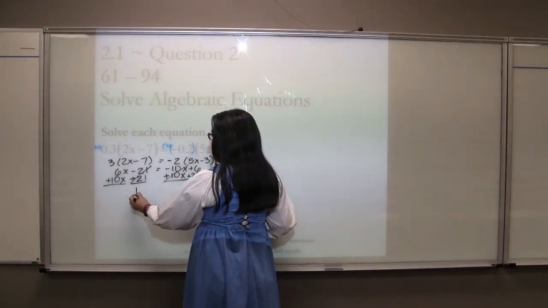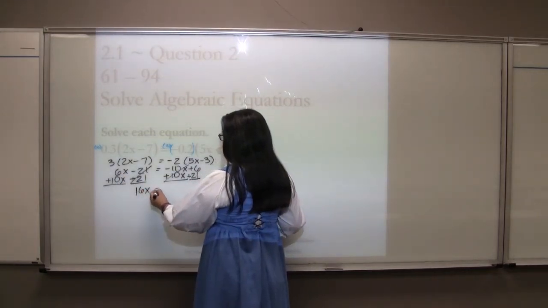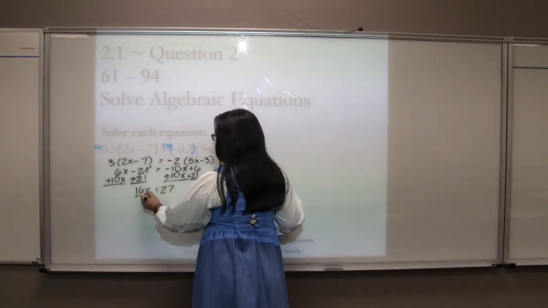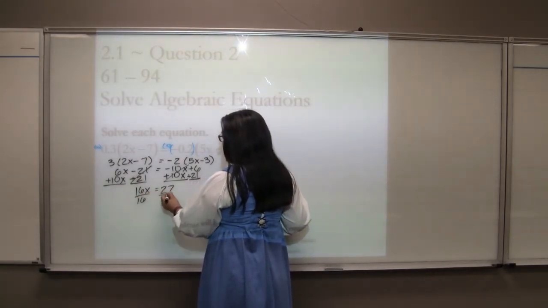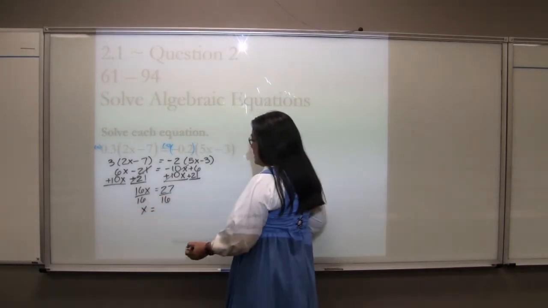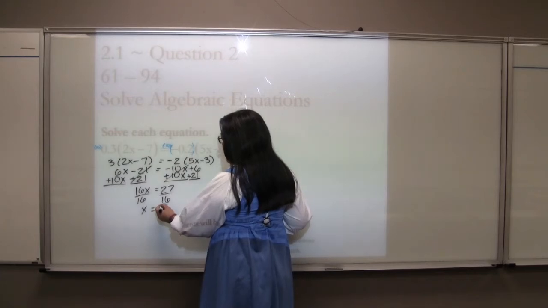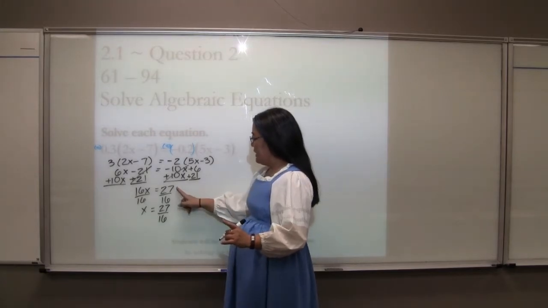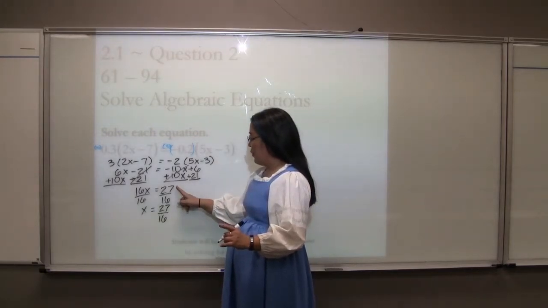6x plus 10x gives me 16x equals 6 plus 21 is 27. Divide both sides by 16, showing this wonderful work, which is going to help us in our college classes. And we have, write the answer. Now, we want to check. 27 can divide by 3, but 16 can't.